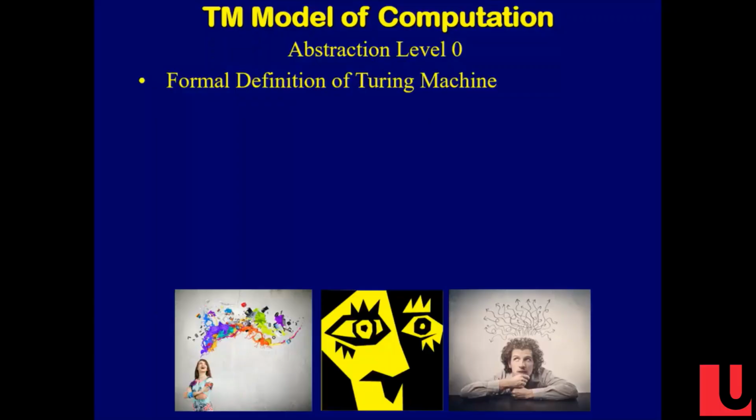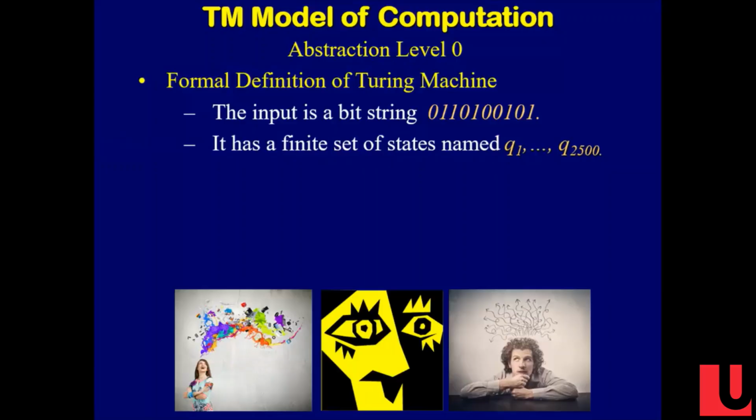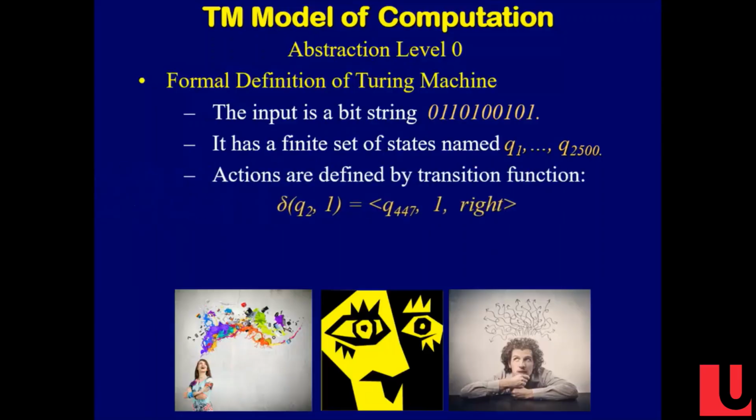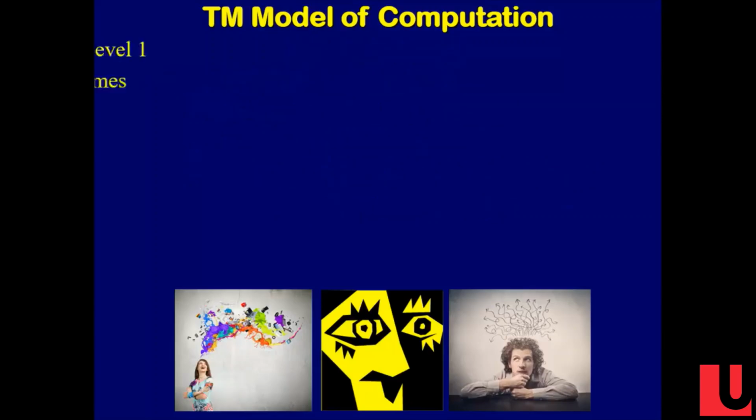So the bottom level of abstraction is, what do I have? I have a Turing machine, right? It has states. It has a delta function. It has tape, 0 and 1, right? That's all we got, right? Everybody good? And then, what is this level of abstraction? The input's a 0, 1 string. We have a finite set of states that we can number 1, 2, 3, right? The actions are defined by this transition function, right?